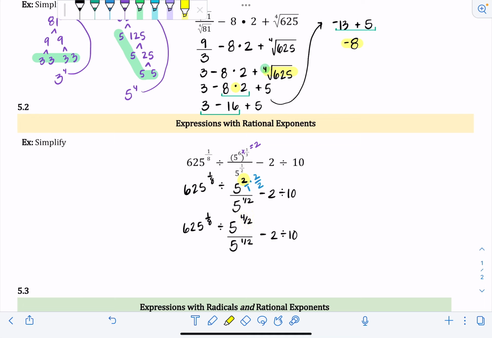So now I have the same base, 5 and 5, and I'm dividing them, so I would subtract these two exponents. I'm going to copy down my 625 to the 1/8, and then divided by, if I subtract 4/2 minus 1/2, I just have to subtract the numerators, the ones on top, so I get 3/2. So 5 to the 3/2 power, and then minus 2 divided by 10. My grouping symbol part is simplified now because I don't have any more fractions, so I can move to step 2.